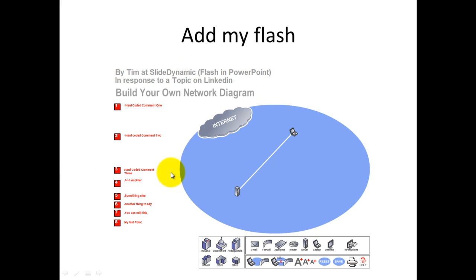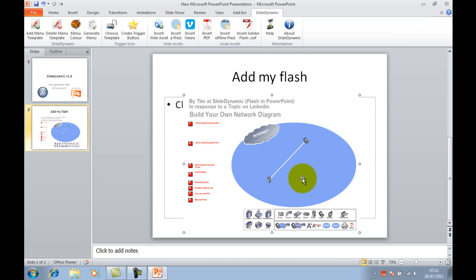So that's just my Flash file, and you can actually download it. There's a link in the description of this YouTube video if you want to play with that. And that's how to add Flash quickly, a couple of clicks, using the SlideDynamic tab on the ribbon menu.